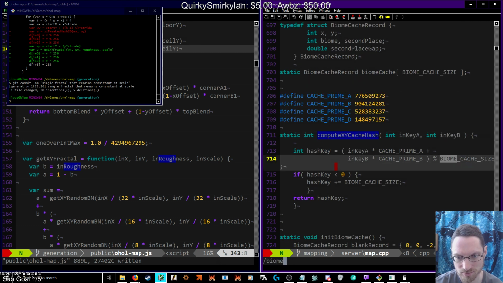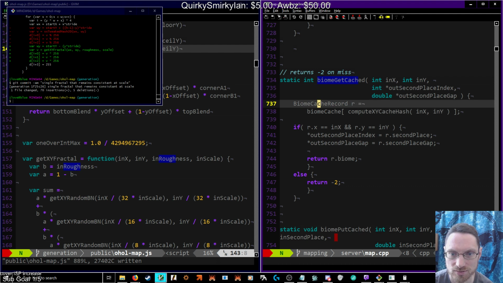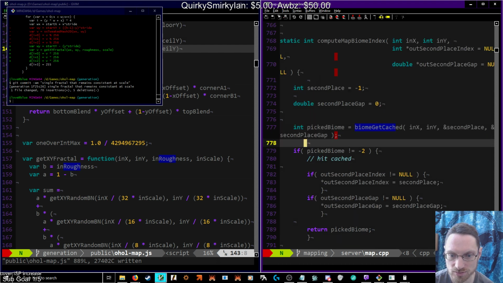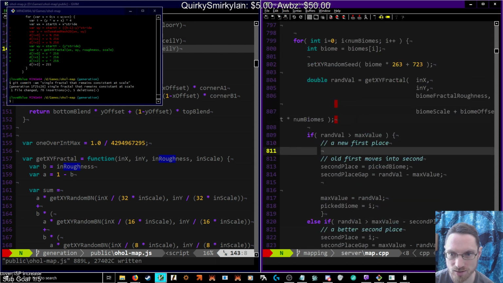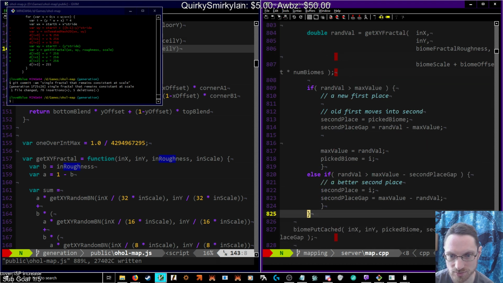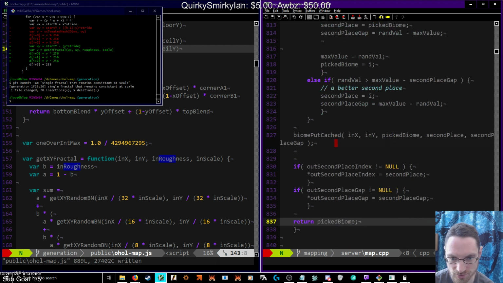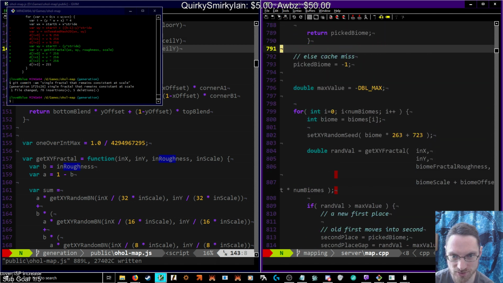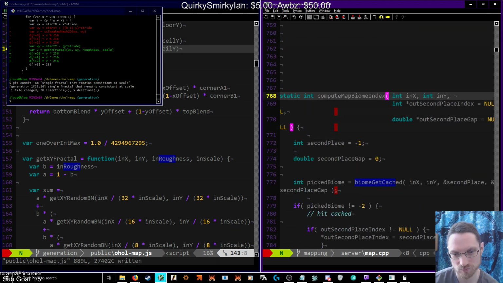Biome get cached. Biome cache. So you actually, not equal else. Yeah, biome times some stuff, get XY fractal. We're going through the number of biomes and doing one fractal for each. And then we're keeping our first and our second place. So that might be the base level function.